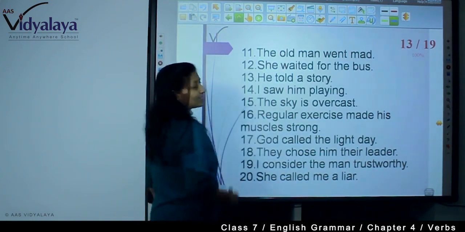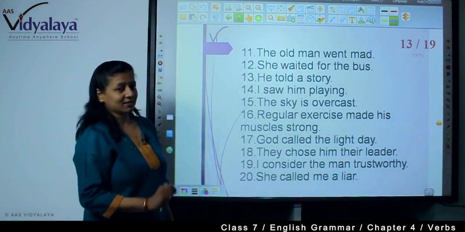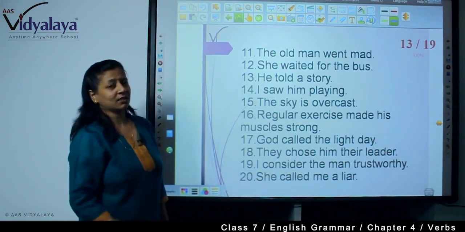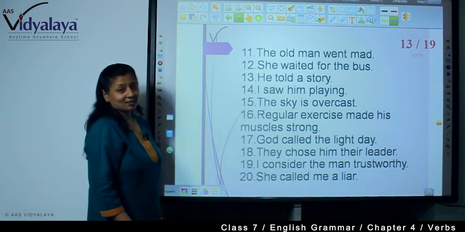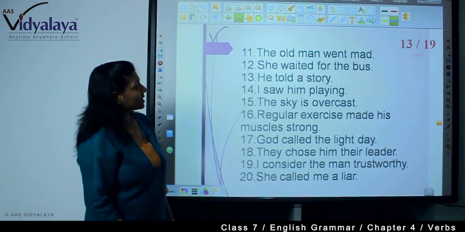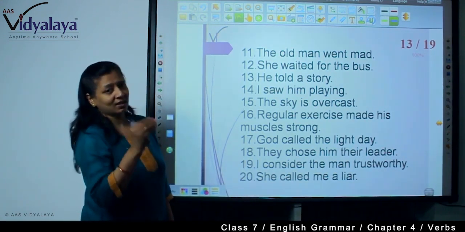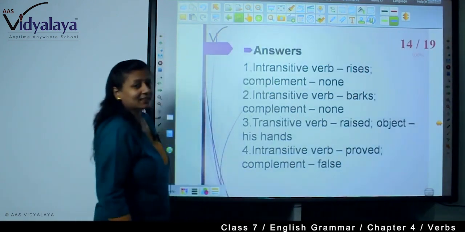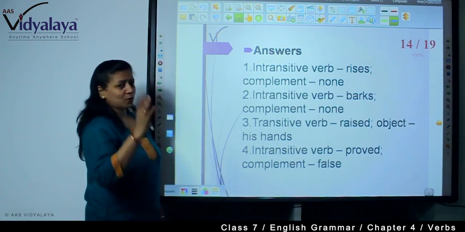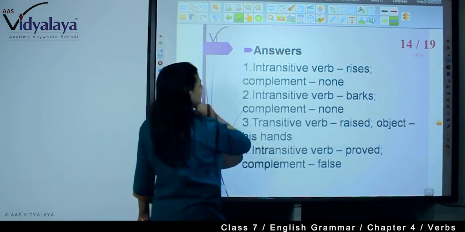Now, these are the sentences. You will have to find which are transitive and which are non-transitive. But be honest, don't see the answers without completing it on your own. Once you complete it, then you check yourself whether you are correct or not. Answers are all there, but you will have to do it on your own, right?